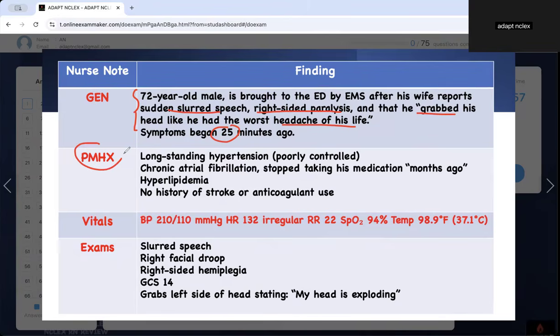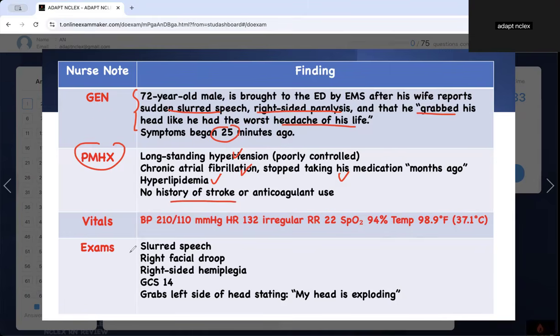They give you past medical history. Just glance through. Don't bother yourself too much. Some of them may not be necessary, but check. You read it and you say, I know this, hypertension. And so what? AFib. Oh, I have to worry about it. He has stopped taking his medication. That's not good. Hyperlipidemia. Bad problem. He has never had a stroke or anticoagulation.